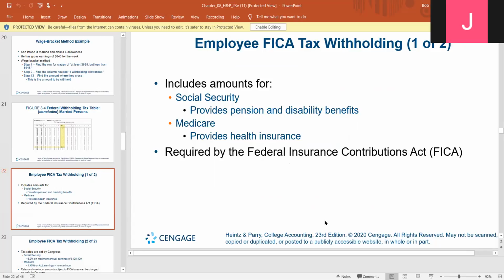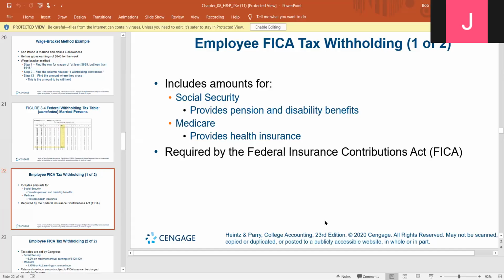Let's learn about FICA. FICA, the Federal Insurance Contributions Act, takes care of two things: Social Security and Medicare. These are mandated taxes. They must come out of your paycheck. Social Security is what I'm collecting right now as a retired senior guy. You, Jonathan, and the rest of the class, you guys out in the workforce, are having money taken out of your pocket to pay for me, just like future generations will pay for you.